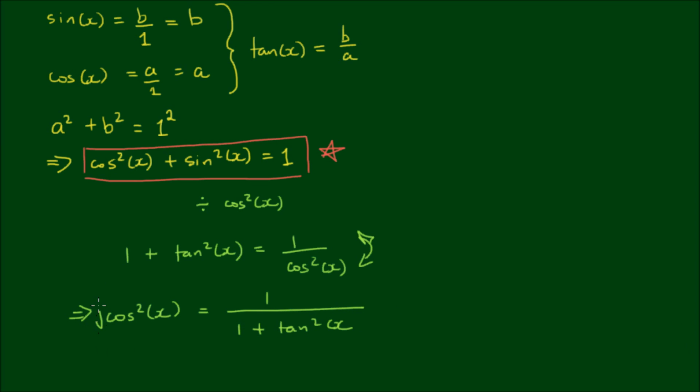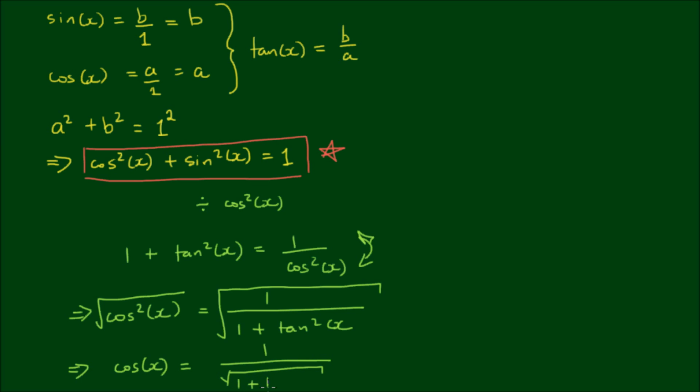And if I take the square root of both sides, I end up with cos of x is equal to 1 divided by the square root of 1 plus tan squared x.